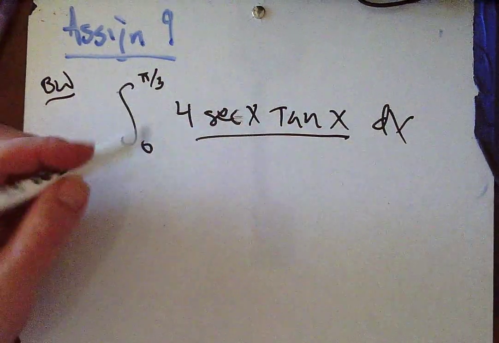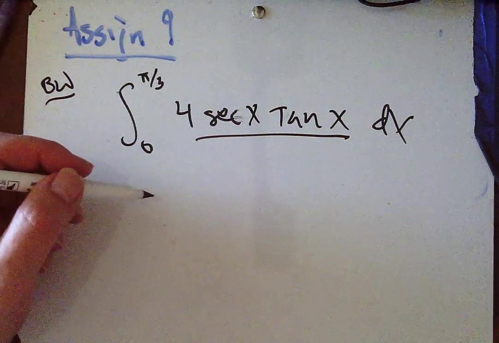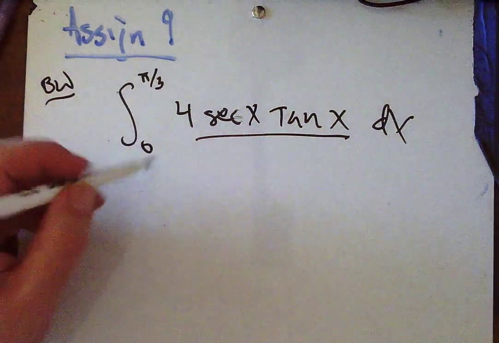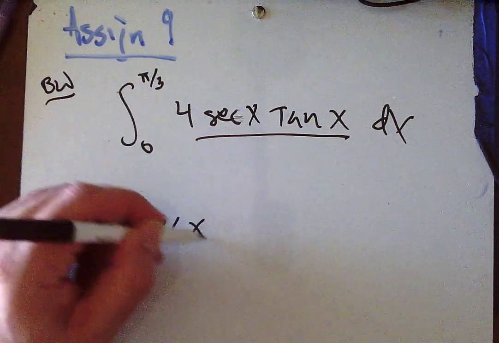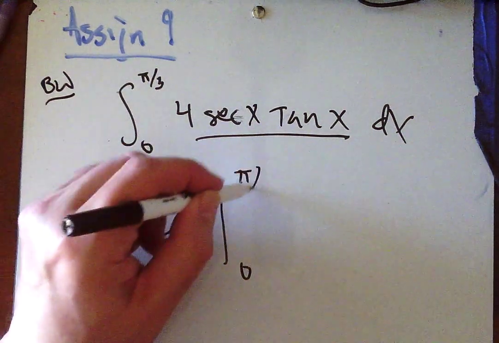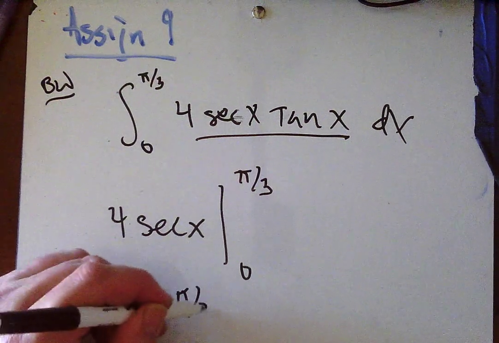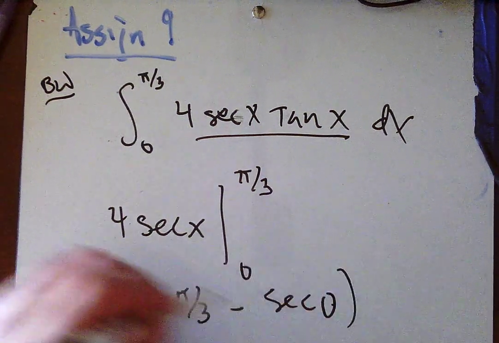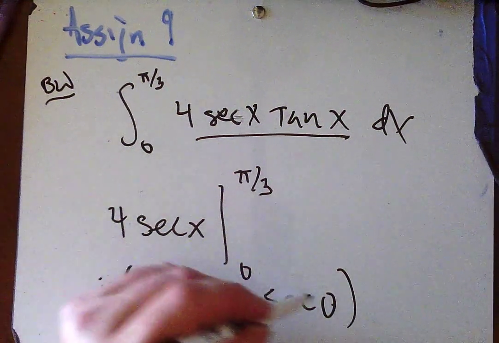Well, we remember secant tangent is not the derivative of tangent, nor is it the derivative of inverse secant, but it is the derivative of secant. And there's a constant. We've got 4 secant x from 0 to pi over 3. So it's going to be 4 times secant pi over 3 minus secant 0. Remember, though, that this 4 has to be applied to each of these things.